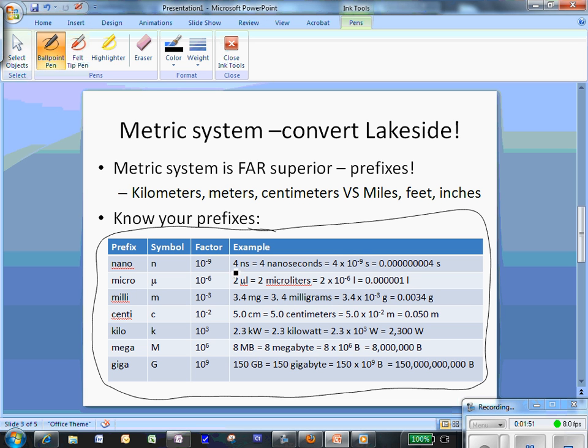For example, if you have 4 nanoseconds, you just replace the nano with its factor, 10 to the minus 9, and there's your number of actual seconds. 4 times 10 to the minus 9 seconds. It works very well with scientific notation. If you're going to try to write a number like this out, it gets cumbersome, but it's much easier to write in scientific notation. So you'll want to make sure that you know those particular prefixes.